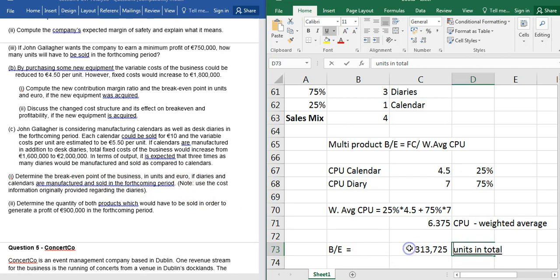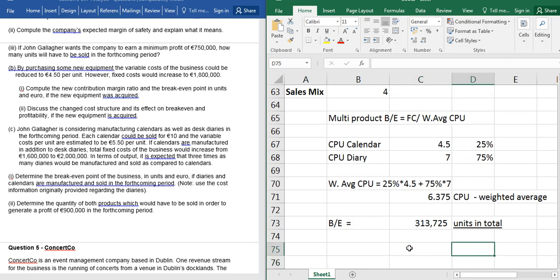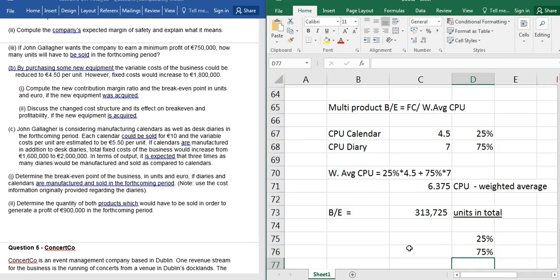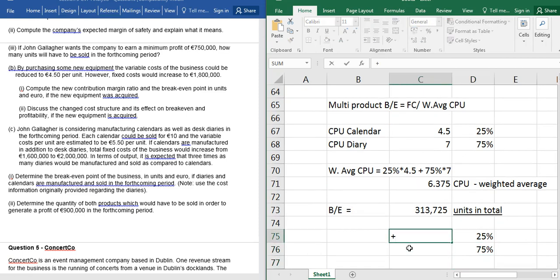But remember, they're asking you to determine the break-even point, but we need to figure out what split that means. That's not really meaningful because we don't know how many calendars and how many diaries. And how you split it is 25% of those will be calendars, 75% will be diaries. So the calendars, 313 times 0.25 and 313 times 0.75.